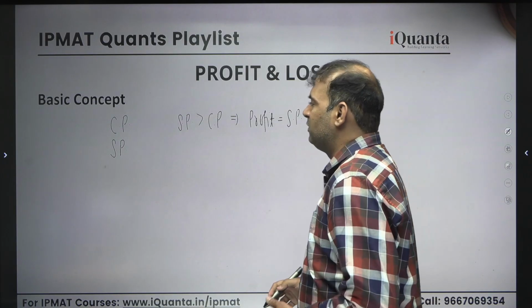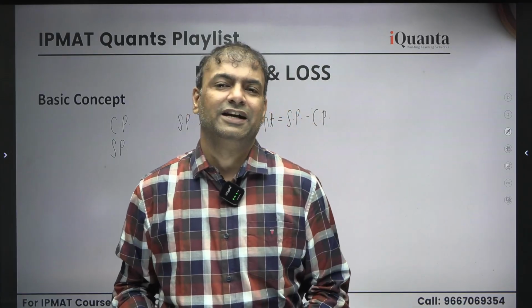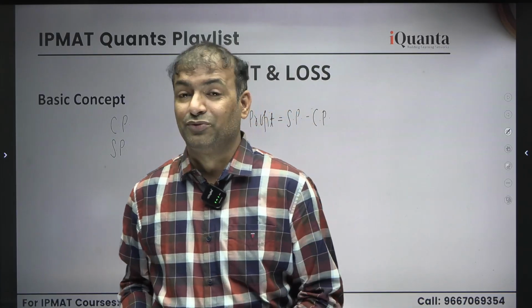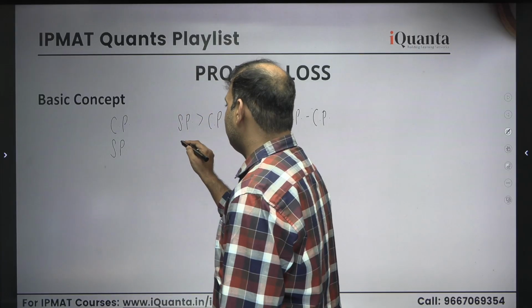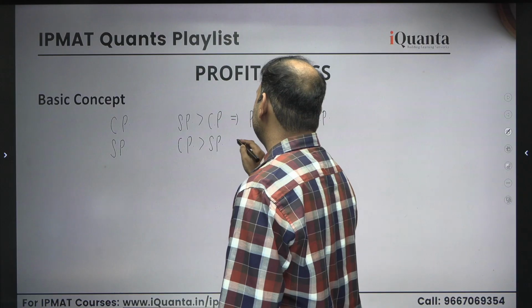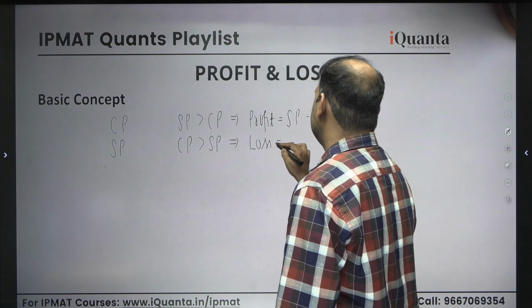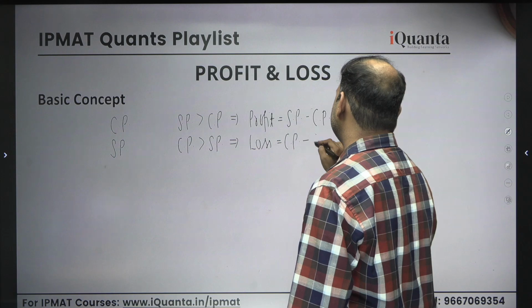All right. Similarly, let's understand the loss and the points related to it. First thing, loss occurs when the selling price is less than the cost price, or the cost price is more than the selling price. Simple. And the amount of loss, similarly, is nothing but CP minus SP, cost price minus the selling price.